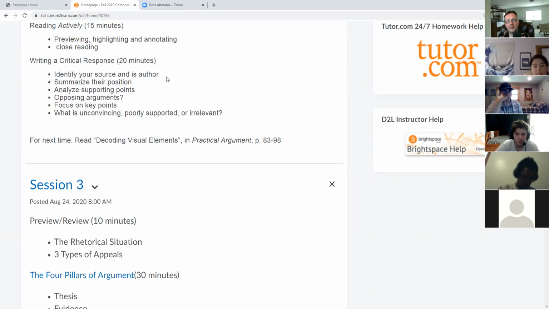We also said that there are a couple of stop gaps that you need to make sure, a checklist, if you will, that you should think about whenever you are designing a critical response. And they're as follows. You should identify the source and its author, because anytime you enter into an argument, it's important to make sure that your audience is grounded enough to understand what it is you're discussing in the first place.